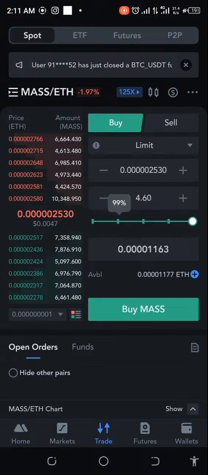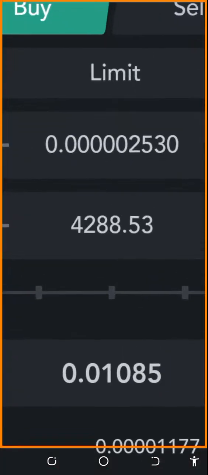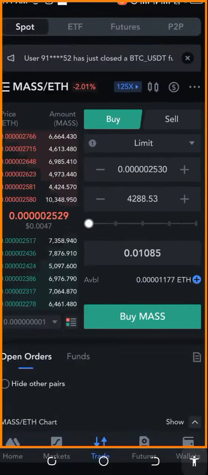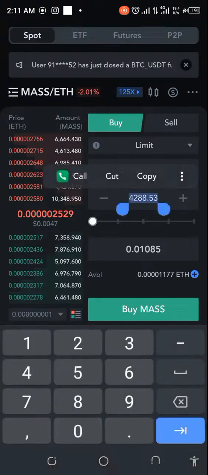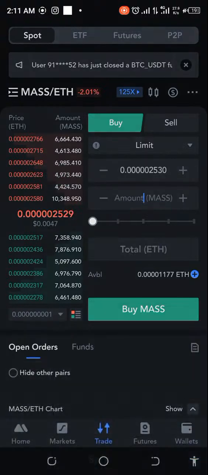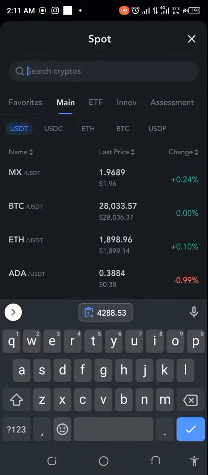Okay, so let me go back. Let's just do sell and buy again and put our ETH here. Okay, so we're back to 434288. Okay, 4288. So we're going to copy that. And then we're going to go over and try to sell this at mass.